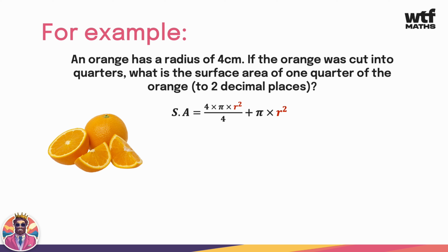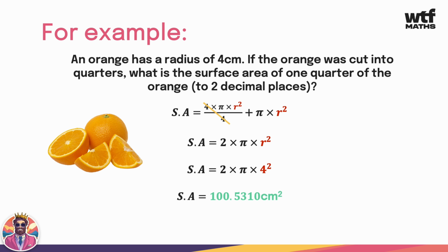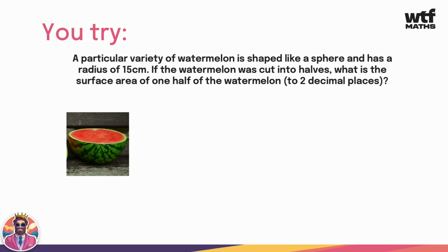Now, just the way things work out with this formula, the 4s will cancel out. So really, it's pi times r squared plus pi times r squared. So really, you're just adding 2 circles together for this example. 2 times pi times r squared. So 2 times pi times 4 squared is 100.53 centimeters squared. So just use your formula, divide by what you need to, but remember to add on a circle at the end.